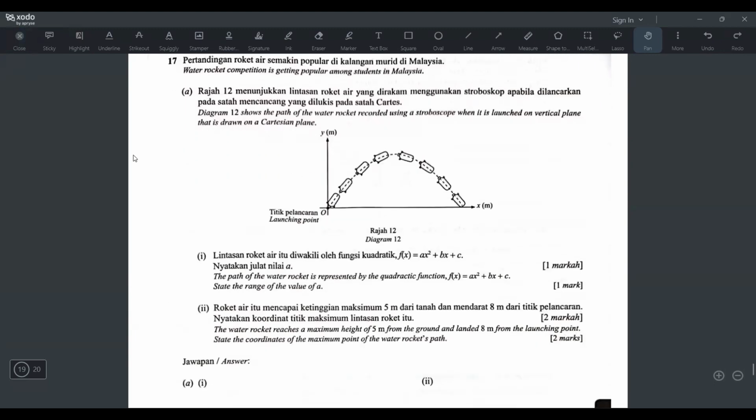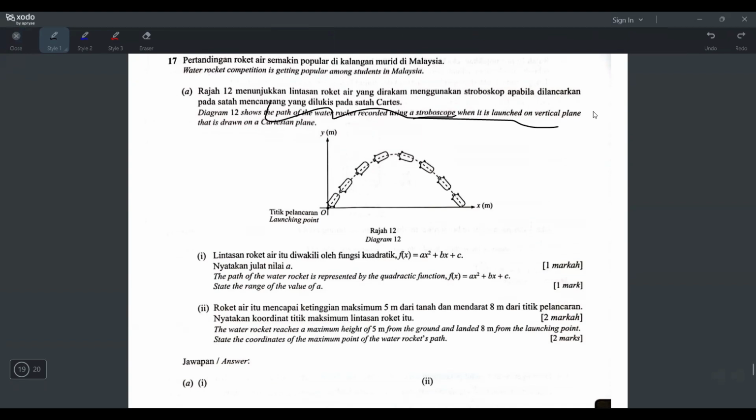Okay, let's do the last question, number 17. Okay, water rocket competition is getting popular among students in Malaysia. I don't care. Okay, soalan A. Diagram 12 shows the path of water rocket recorded using a stroboscope when it is launched on a vertical plane that is drawn on the Cartesian plane. Ini pun tak penting. Yeah, there's no information here. Okay, so all I can see is a water rocket, okay, shooting up and then go down.